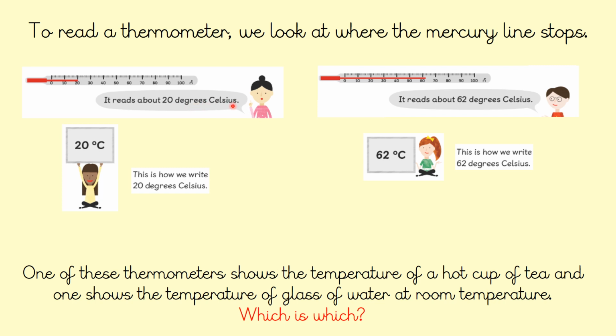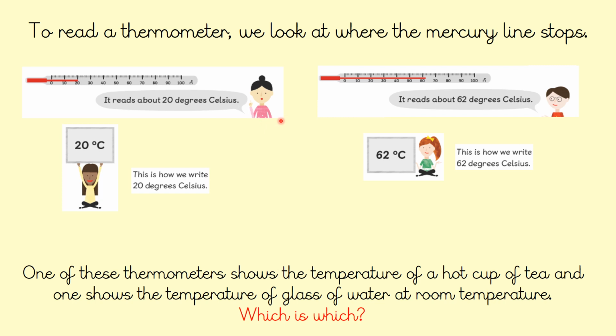We don't have to write the words degrees Celsius each time though. We can write 20 and then a small circle up in the air and then a capital letter C. 20 degrees Celsius. If you think back to our spelling yesterday in Skills Builders, you'll probably remember that Celsius has a soft C. It makes a S sound, Celsius. So we just write the letter C.